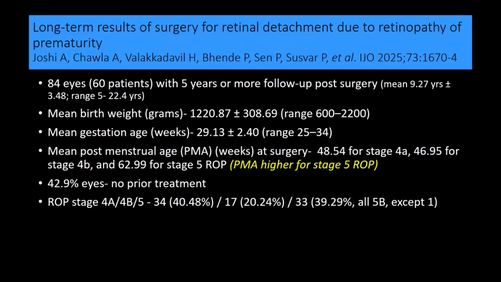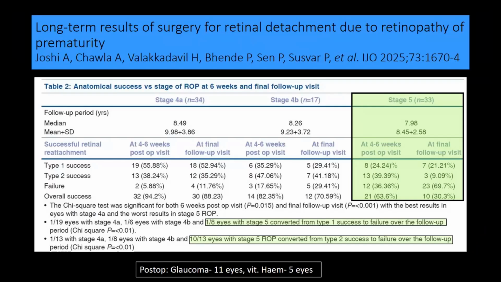We have long-term follow-up, 5 years or more, approximately 9 years on average. This covers both groups, stage 4 and stage 5. The stage 5 group has 39% of eyes in this range, but initially the success rate was almost 63%. And when you follow these eyes over a period of time, it dropped down to almost 30%.